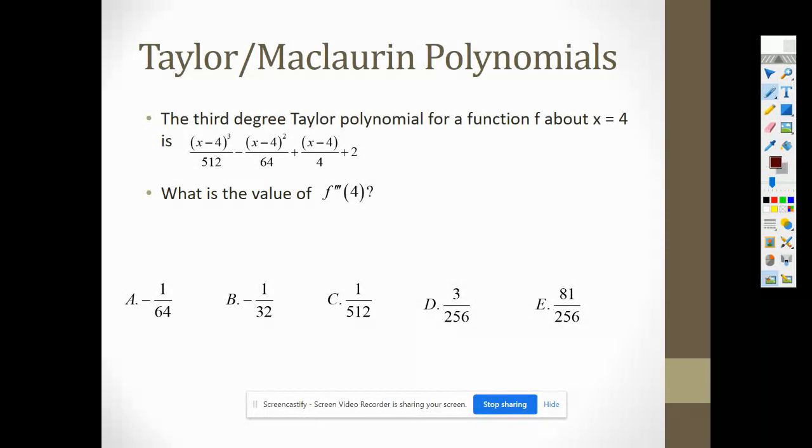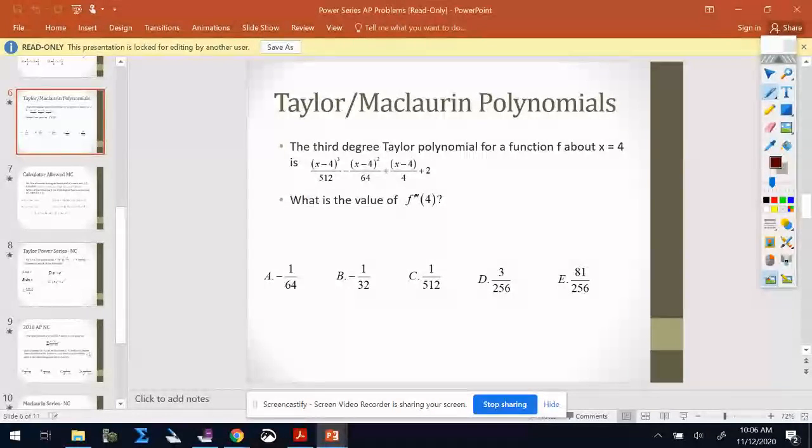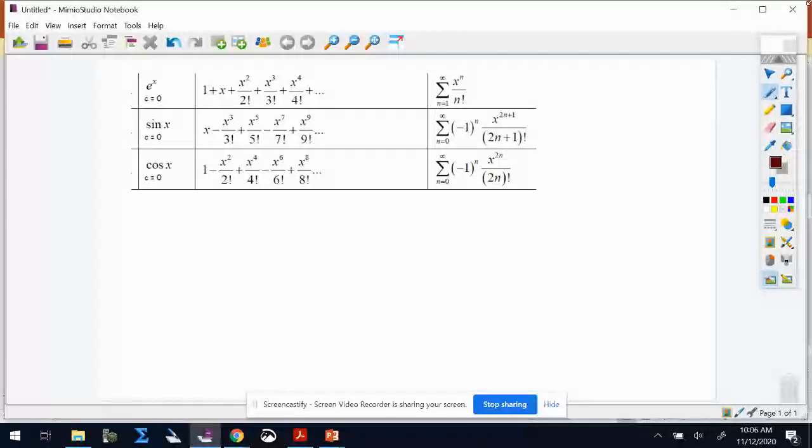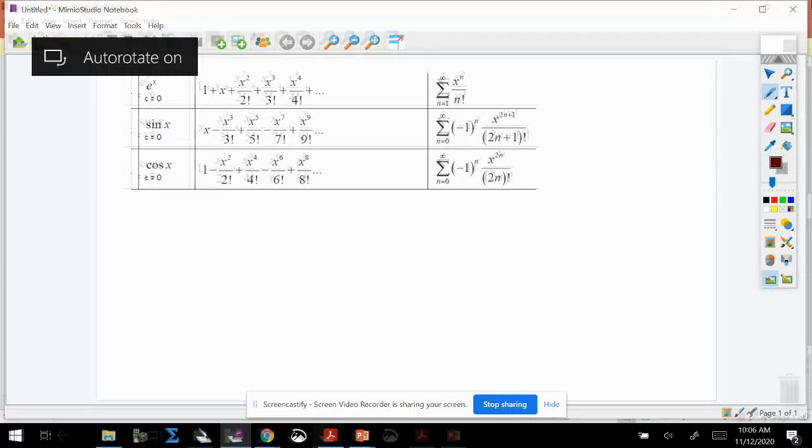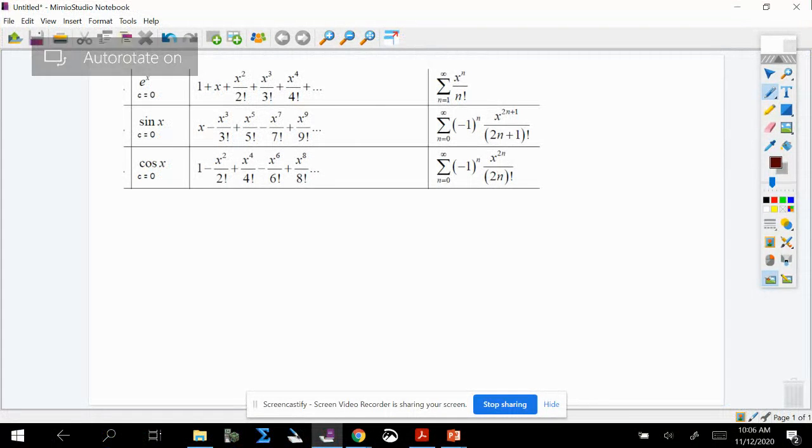I want to get a blank screen so I can tell you a little about other things that we did today. We started talking more about the big three, the three most common Taylor series that essentially everything on the AP test will be built from. So here they are: e to the x, sine, and cosine. Things to help you remember: sine is an odd function and it has all the odd powers and odd factorials. Cosine is an even function and has all the even powers and even factorials.